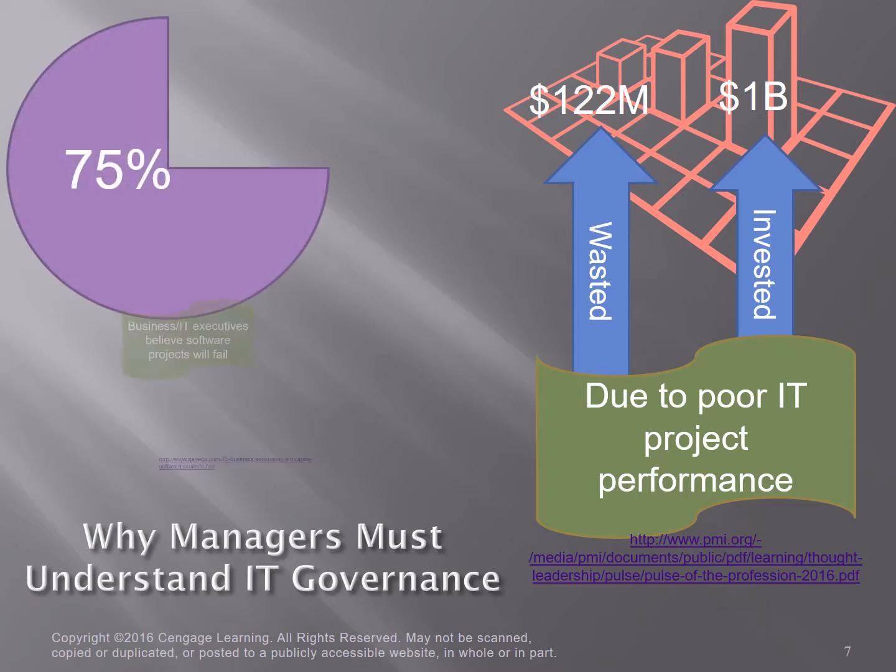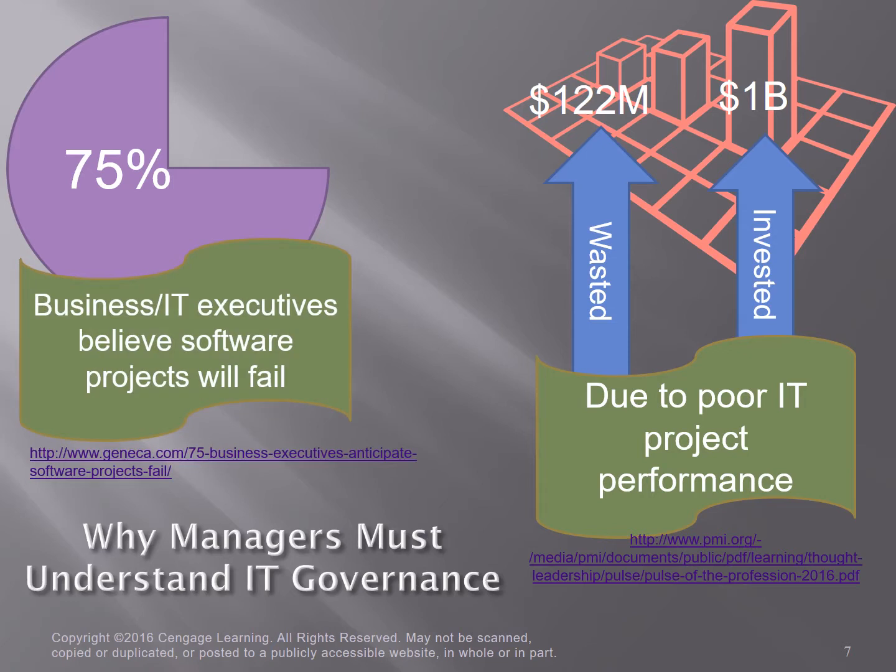Further, 75% of business IT executives believe that their software projects will fail. It almost becomes a self-fulfilling prophecy. With better engagement across the spectrum of business units, these numbers could be improved, leading to an IT architecture that helps meet business goals.